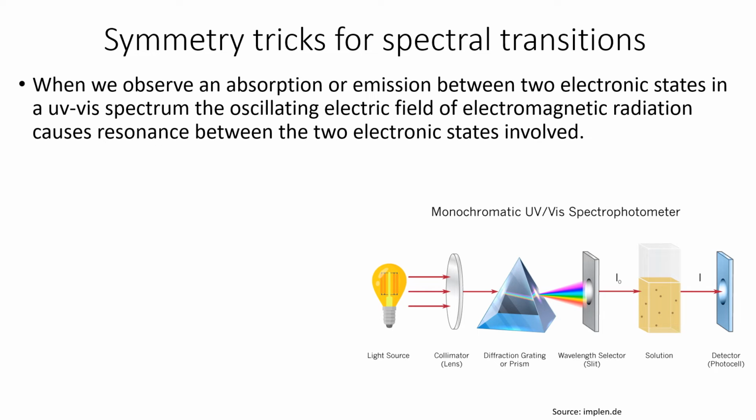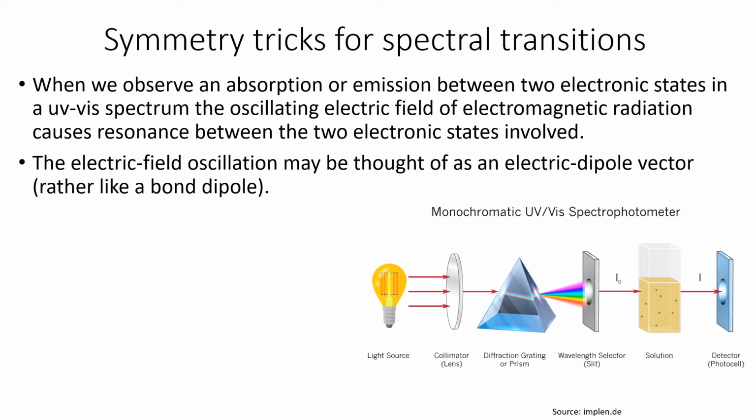And in fact, at a slightly more technical level, what we see is a resonance between two electronic states in the molecule, resonating with the oscillating electric field in the light, in the electromagnetic radiation. So that's what's physically happening in the transition.